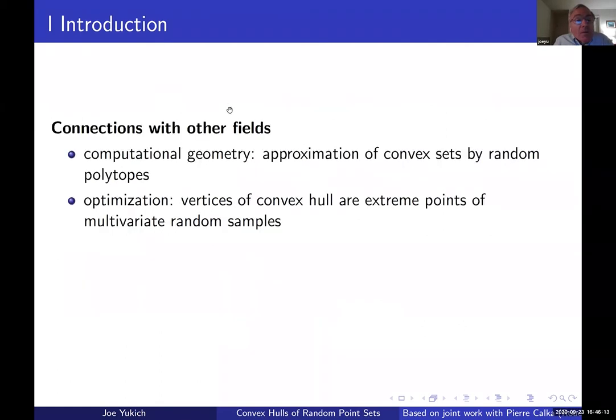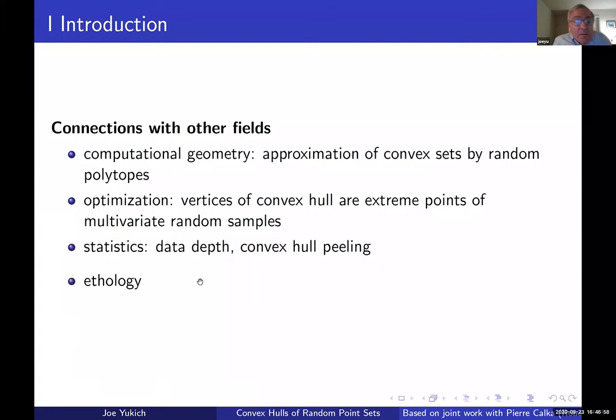Okay, so convex hulls have connections with many other fields. In computational geometry, they are important for approximating convex sets by random polytopes. So to understand a convex set, you may put down points I.I.D. uniformly in this convex set and approximate the convex set by the convex hull of the points put down inside it. In optimization, the vertices of the convex hull are just the extreme points of some multivariate random samples.